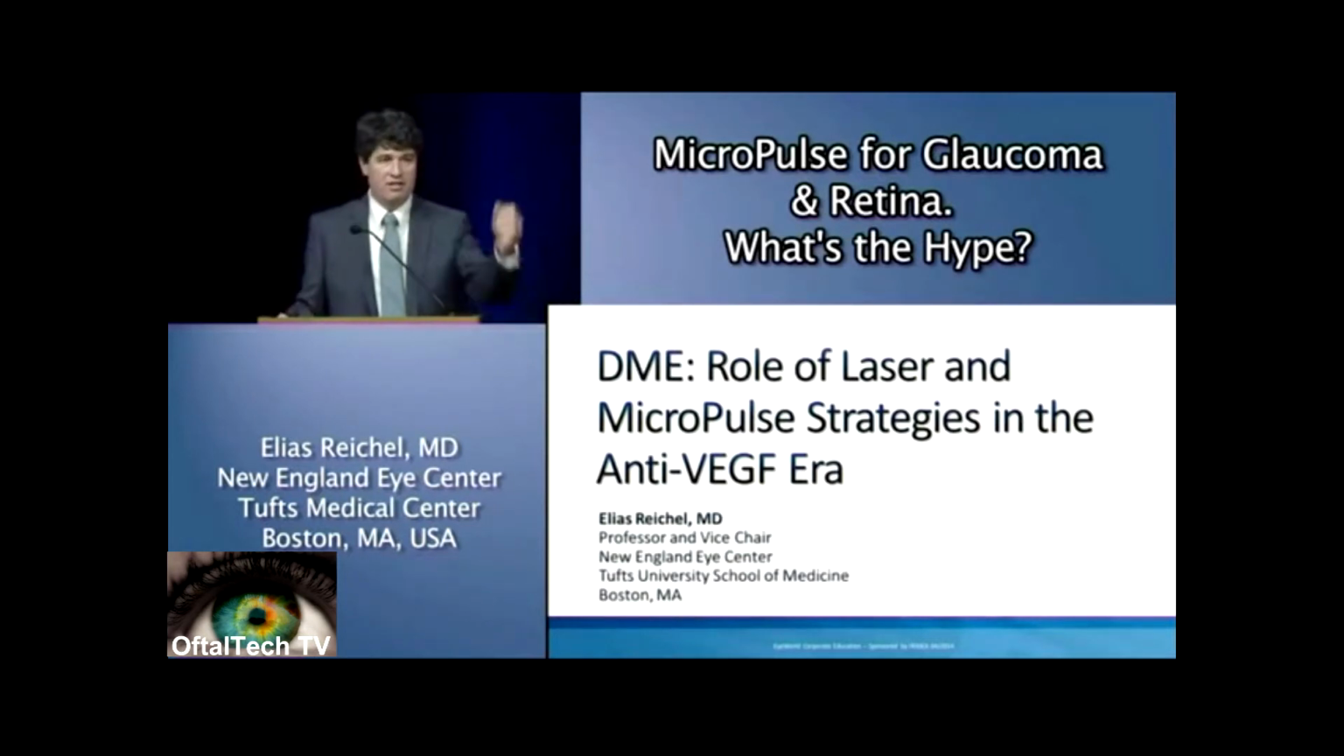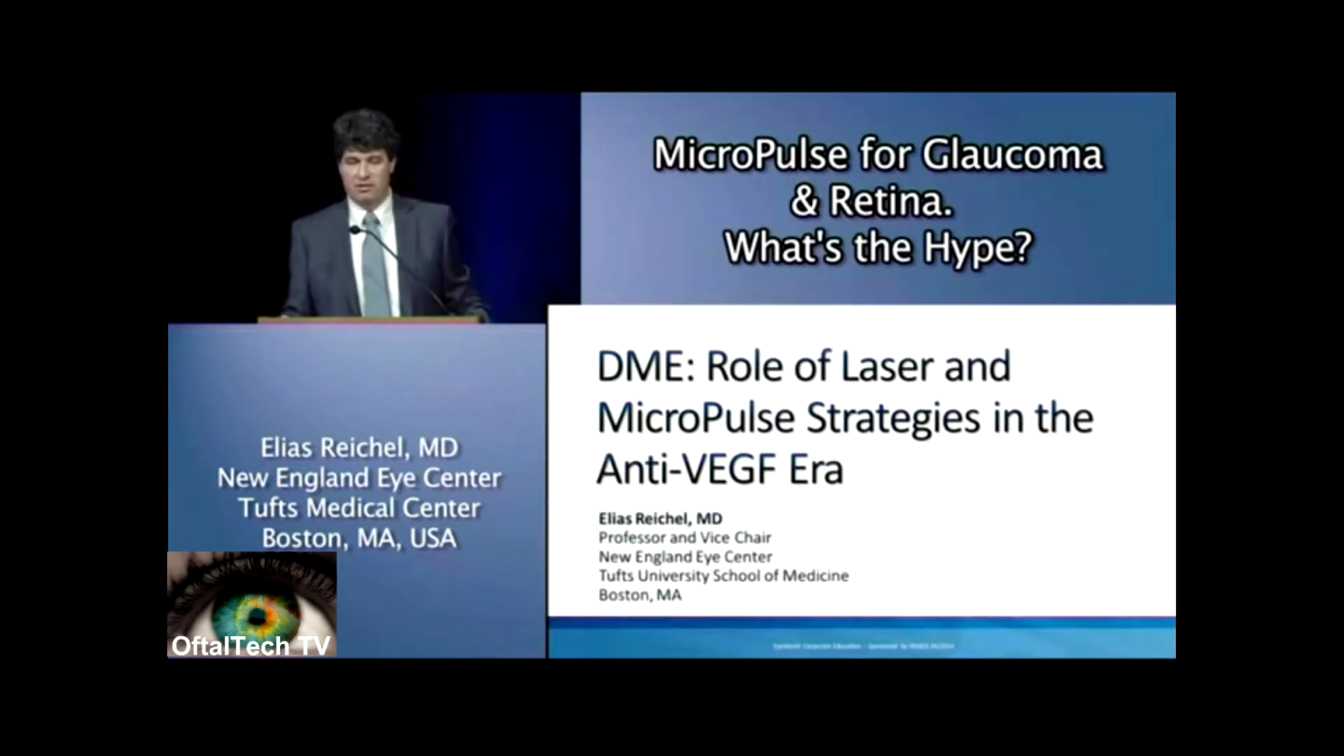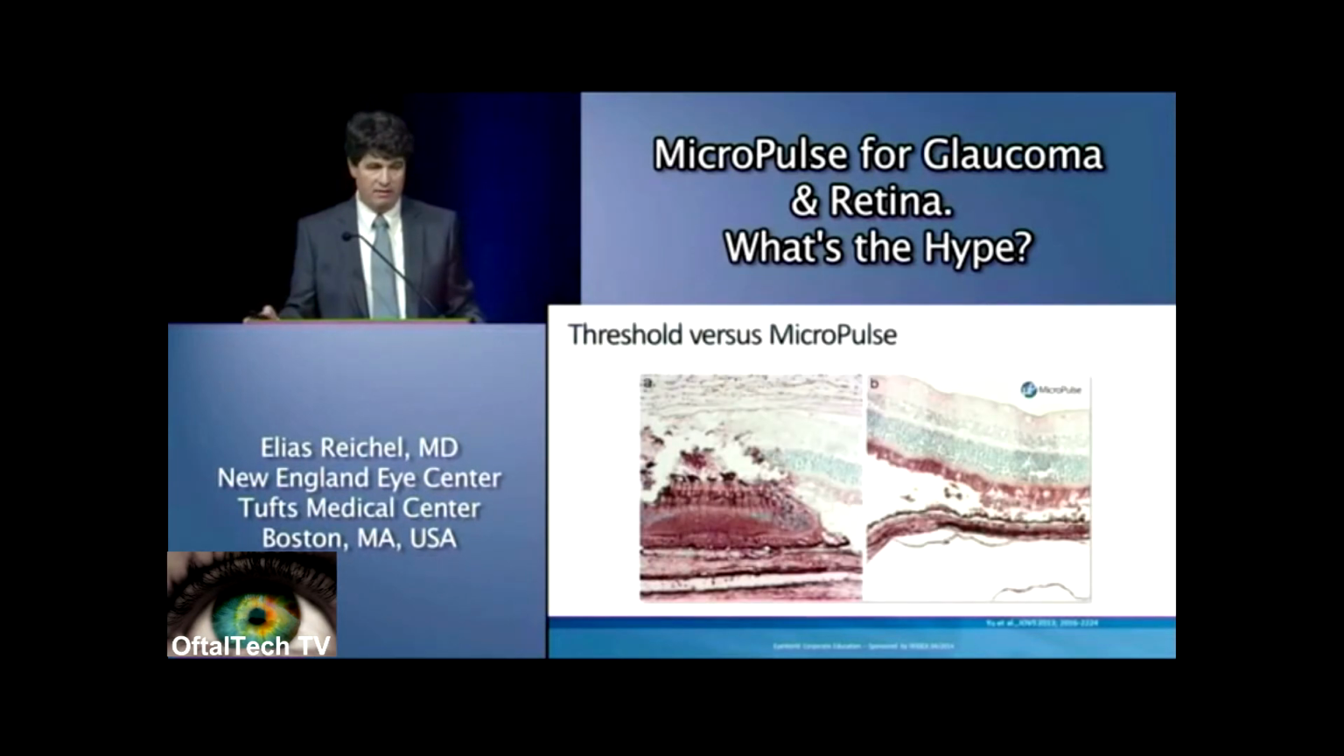In this day and age of anti-VEGF agents, it's really important to still consider the use of laser photocoagulation for treating patients with diabetic macular edema and other retinal vascular occlusive disorders. So we really can't ignore lasers, and they still play a very useful role. And I'll go through the history of micropulsing and then talk a little bit about why laser is still important, even with anti-VEGFs. So where did this all start?